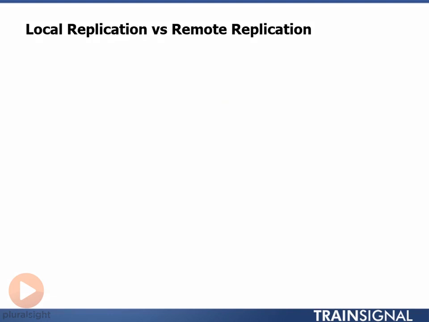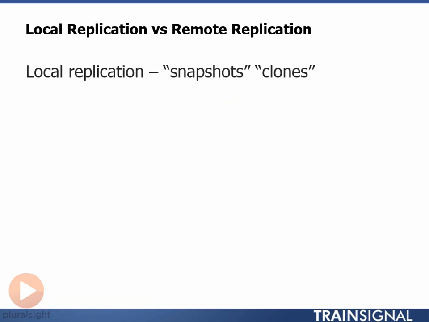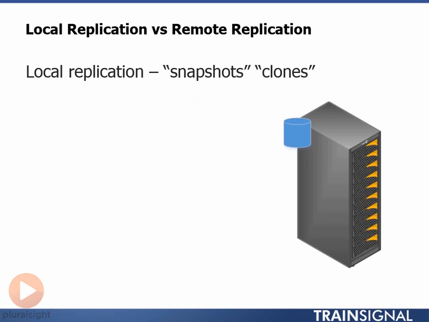First to note is that there are two major types of replication technology in the storage world: local and remote. By local replication, we're talking about snapshots and clones, and we've got a whole lesson dedicated to those. But as a quick reminder here, snapshots and clones are where the source volume and the snapshot volume exist on the same system, and therefore at the same site.